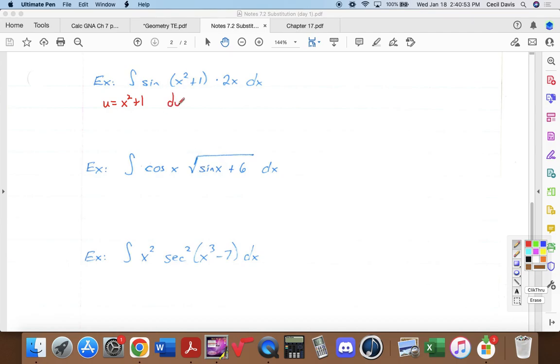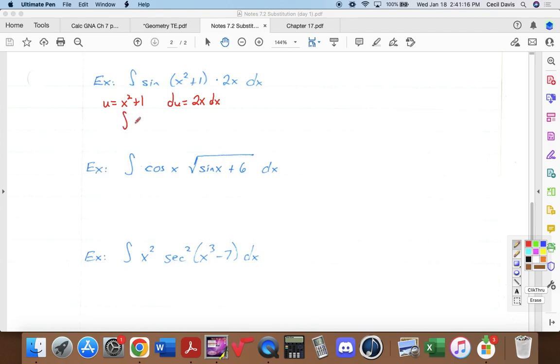Then du will be the derivative of that, which is 2x dx. You can think of that as writing du/dx as 2x, then multiplying both sides by dx like we do on separable differential equations. Notice that's exactly what I have.